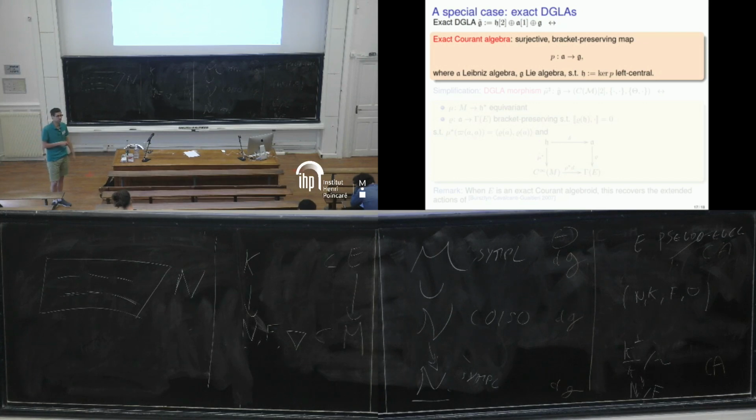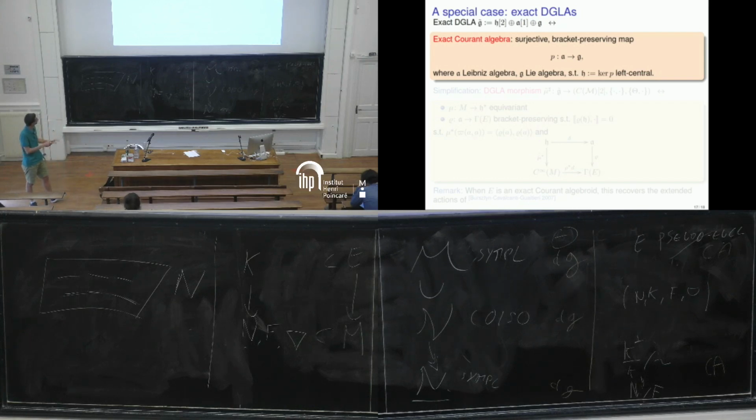So the definition: this is an object that arose like 15 years ago. A Courant algebra is basically a map from a Leibniz algebra to a Lie algebra. Leibniz algebra means that the Jacobi identity is satisfied but not skew symmetry. And you want it to be surjective and a couple of more things.